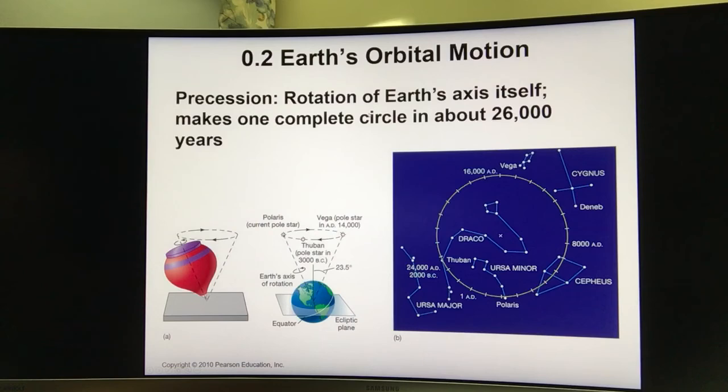The last type of motion is called precession, okay, which is the rotation of Earth's axis itself. So if you look at the top, when you spin the top, it has two kinds of motions. One is spinning relative to its own axis. On the other hand, the axis itself is also doing a circular motion. And this is a very slow motion, okay?